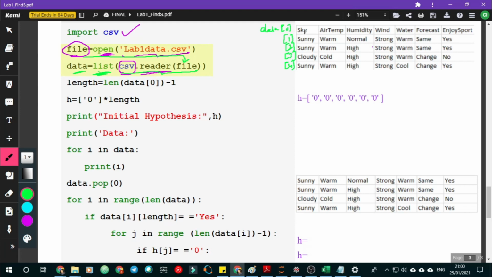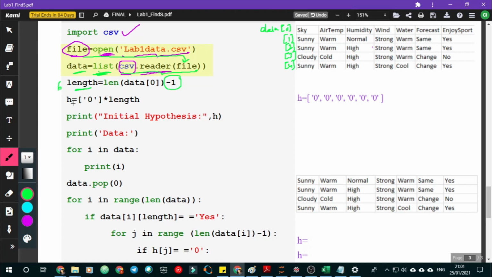So that's why I need to consider the length of data of 0. This is the first attribute, second, third, fourth. You can take data of 1 or data of 4 also, because everything has the same number of attributes. What is the length here? 1, 2, 3, 4, 5, 6, 7. But we have only 6 attributes, so I need to subtract 1. Now the length has the value 6.